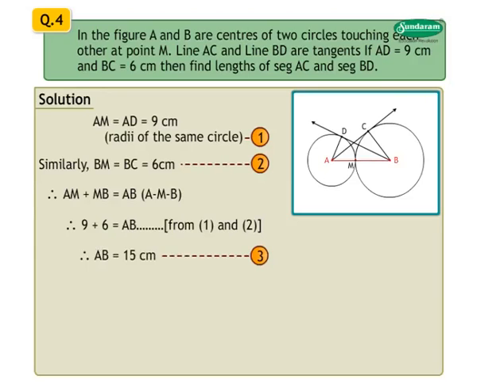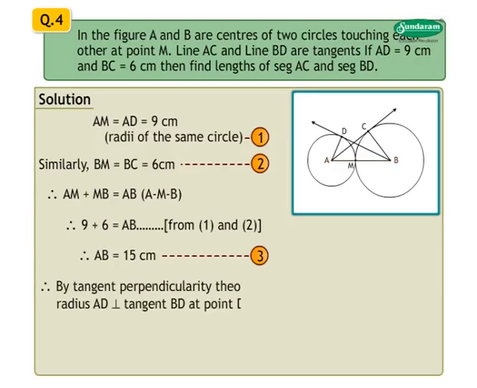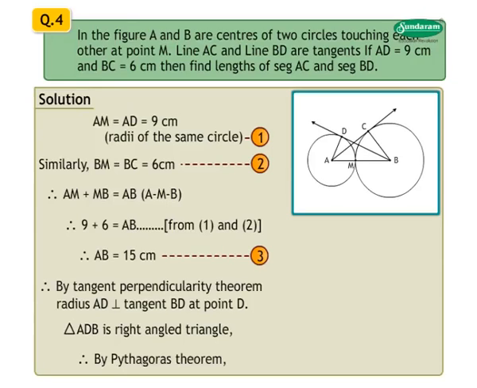Mark this as 3. By the tangent perpendicularity theorem, radius AD is perpendicular to tangent BD at point D. Triangle ADB is a right-angled triangle. Therefore, by the Pythagoras theorem, AB² = AD² + BD². Therefore, BD² = AB² - AD².